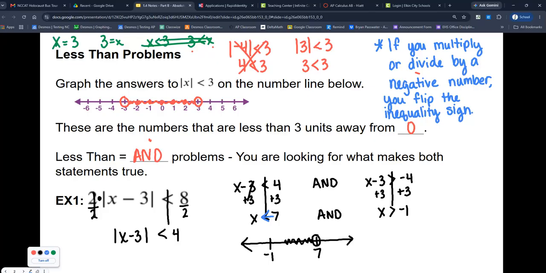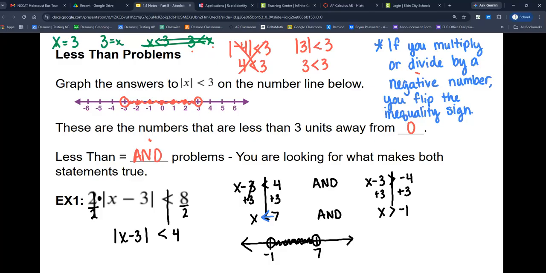And then I've got x is greater than -1. So that's here. And I want the numbers bigger than -1. So I would need to shade this direction. And I'm looking for where those two things overlap. And they overlap in between those numbers, right? Okay. So saying something that is less than 7 and greater than -1 really just means the numbers between -1 and 7.